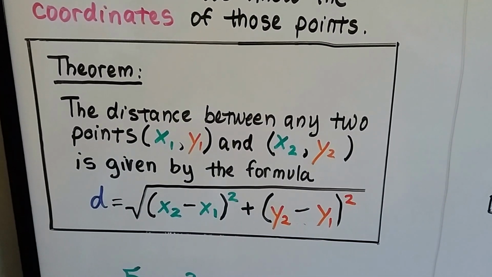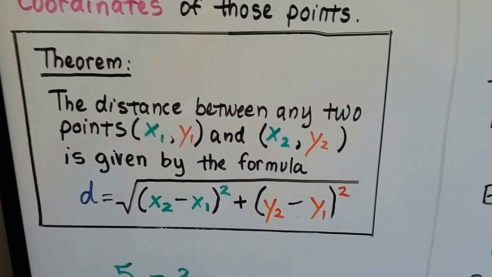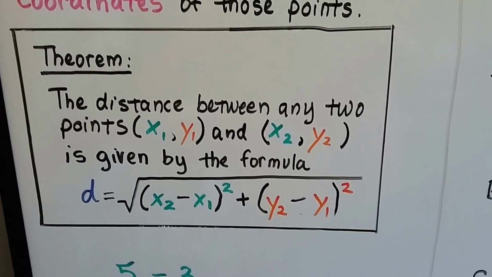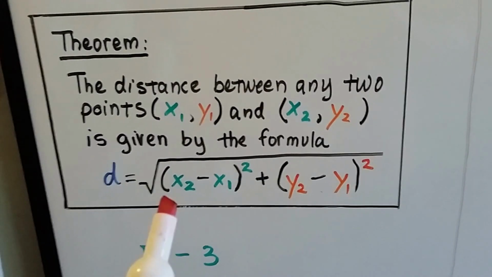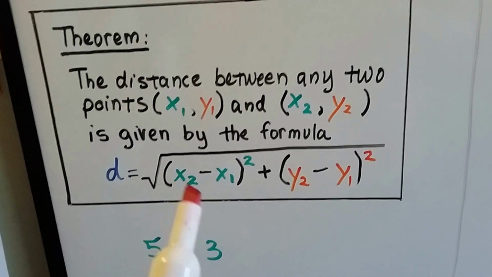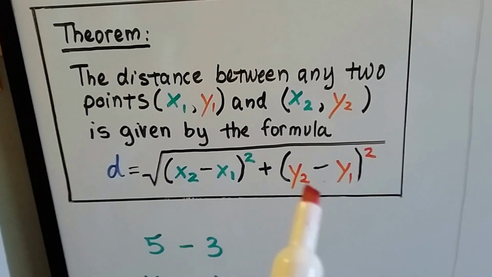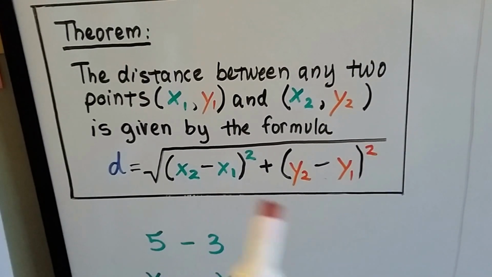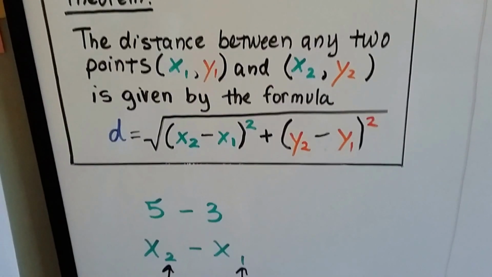The distance between any 2 points, x sub 1 and y sub 1, and x sub 2 and y sub 2 is given by this formula. And this d stands for the distance, and you take the second x value and subtract the first one and square it. You take the second y value, subtract the first one and square it, and you add these together, and that's going to be the distance between any 2 points.